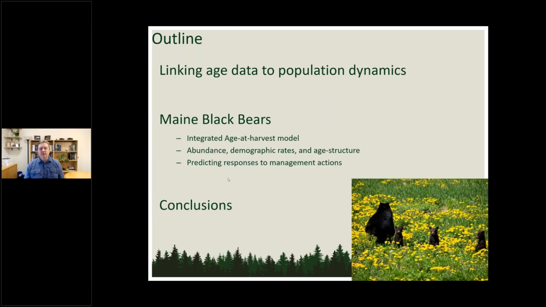So, a brief outline of our talk today. I'm going to start out with the idea of how we're looking at ways to link age data to population dynamics in a very broad sense, and then focus on our case study and spend a lot of time on that, where we develop an integrated age harvest model for black bears in Maine, where we're looking at ways to estimate abundance, demographic rates, and age structure, and then also predict the population responses to future management actions, and then wrap up with some summaries there at the end.